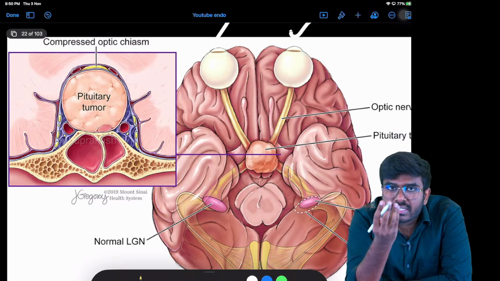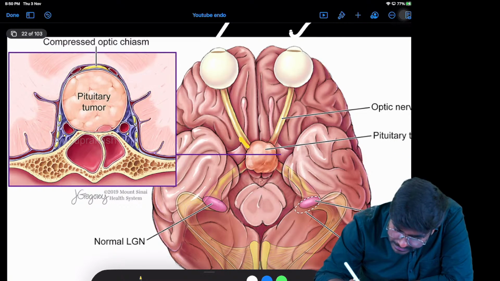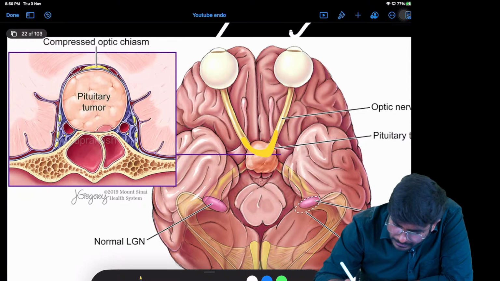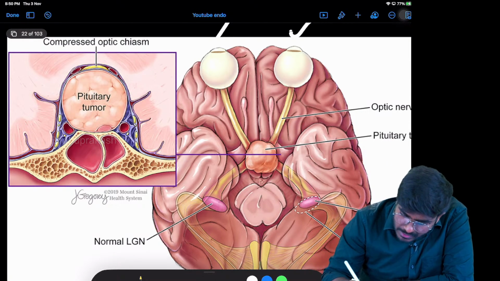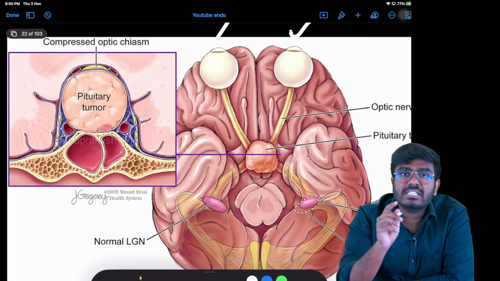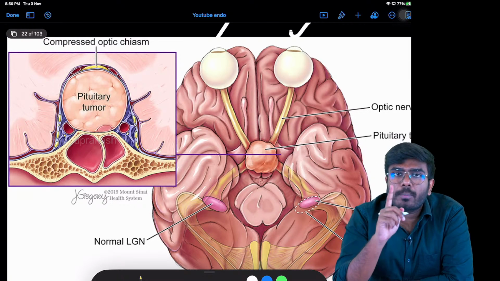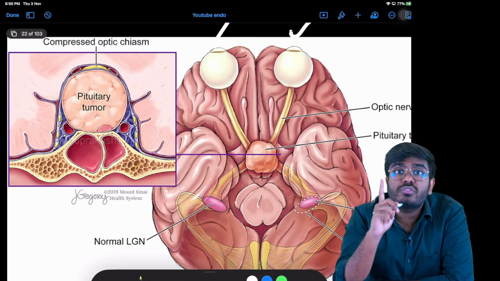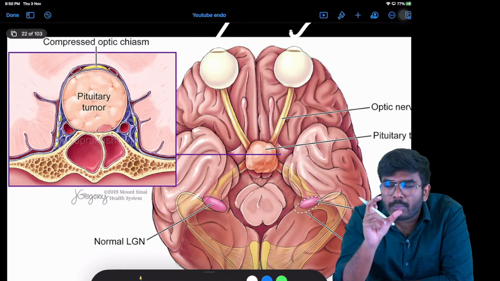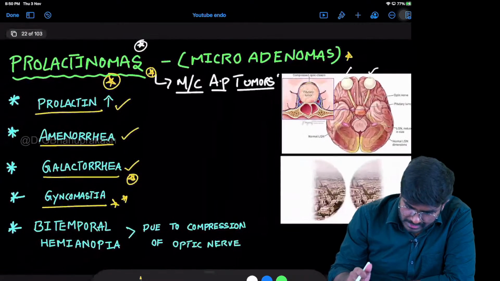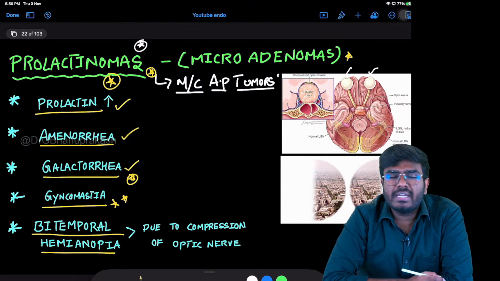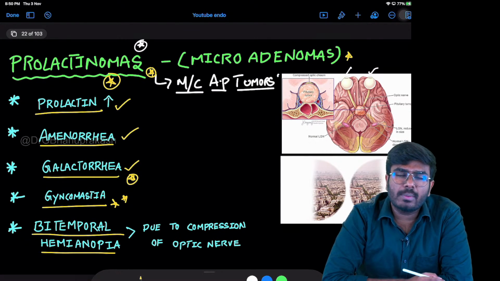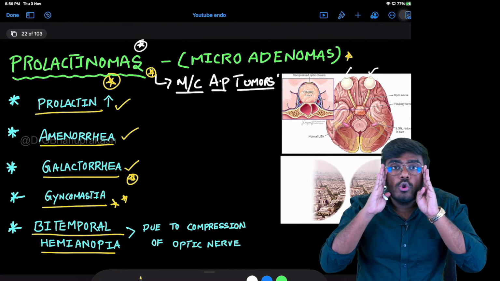It is enlarging in size so that it is actually compressing the optic chiasma. In this area, the optic chiasma will be there. Now, the optic chiasma is getting compressed. The optic chiasma is getting damaged. So, whenever the optic chiasma is damaged, this person will have visual abnormalities. Which type of visual abnormalities? The visual abnormality this patient is going to have is called bitemporal hemianopsia.